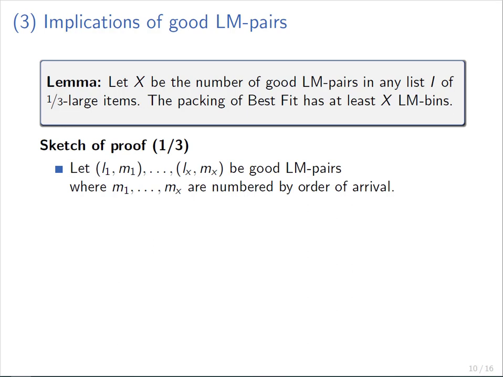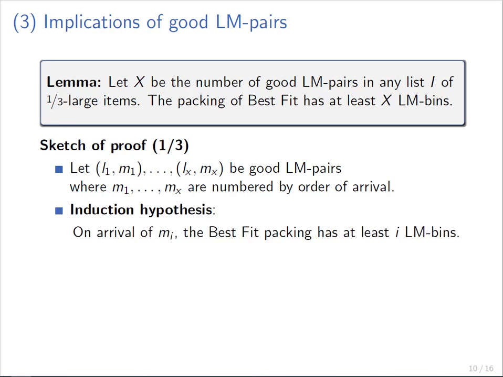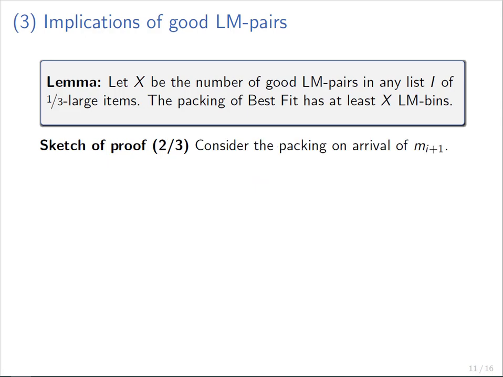We denote the x good LM pairs by L1 M1 till Lx Mx, and we assume that the M items are numbered by order of arrival. So M1 is the M item which arrived first, and so on. The claim from the lemma can be shown inductively. So the induction hypothesis here is that on arrival of Mi, the best fit packing has at least i LM bins. So we can assume this hypothesis, and now we need to show the claim for i plus 1. And for this purpose, we consider the packing on arrival of Mi+1.